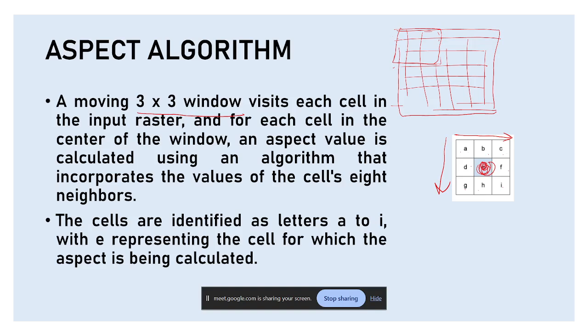So the cells are identified as letters A to I, with E representing the cell for which the aspect is being calculated. So the aspect will be calculated for E. Okay, so that is how we determine the aspect for each cell of the very big grid that you have. So that's how you calculate it.